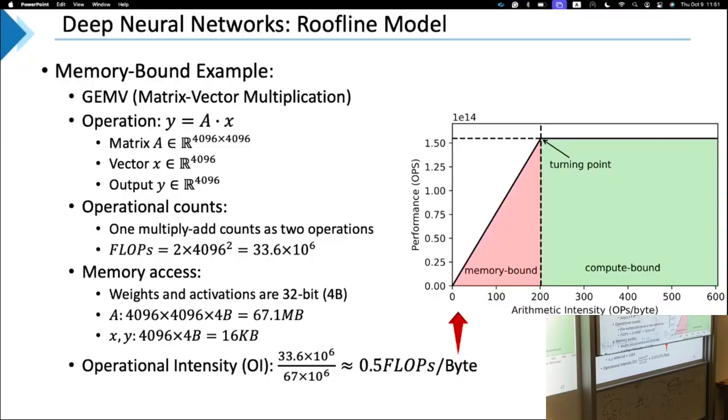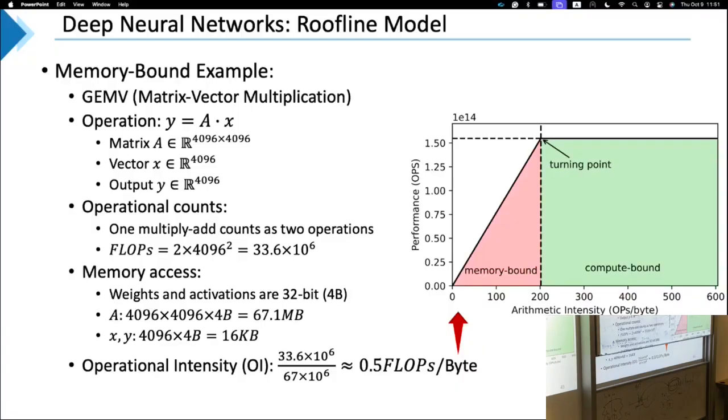This is the total amount of memory that needs to be transferred for matrix A, and we also have the input and output vectors. We add them together and divide the flops count by this amount of data transferred. We get the operational intensity, for example, 0.5 flops per byte. This is very close to the origin, so this is a memory bound problem.